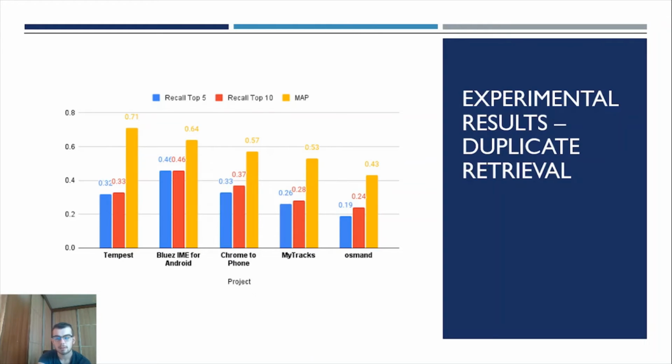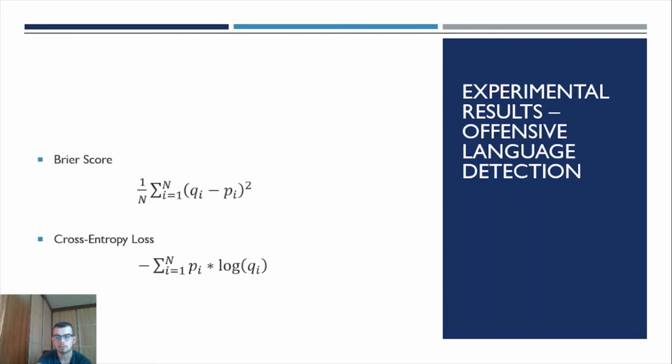The results indicate that retrieving duplicates using the entire title of the issue, as it is implemented in Bugsby, performs better than the continuous querying variant which was proposed by Hindle, in which multiple queries are performed as the issue report is completed. And lastly, for the offensive language detector, which returns the probability of the issue to contain such language, we have computed the Brier score, obtaining one of 0.049 and a cross entropy loss of 0.186.